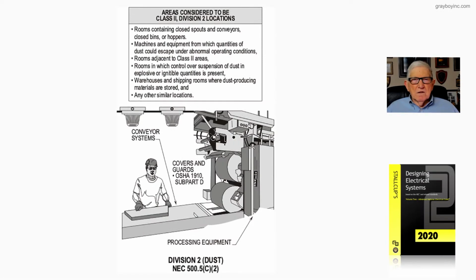Now let's take a look at this figure 21-4, and it kind of deals with areas considered to be a Class 2 Division 2 location when, under abnormal conditions, your equipment could leak dust, and dust would collect in layers over an eighth of an inch thick, or dust clouds where they presented a problem, as we previously stated.